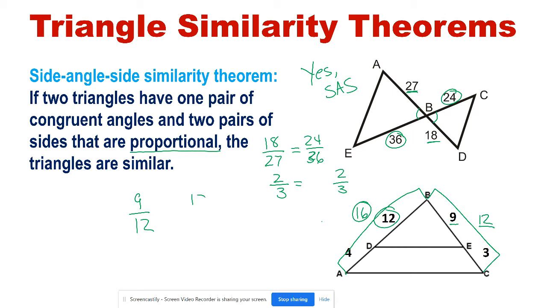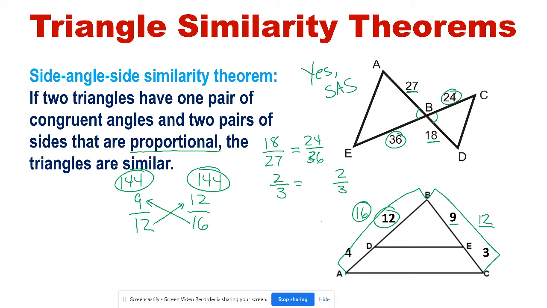Okay, 12 over 16. And I could do the same thing I did on the first example and just simplify my fractions. That would work. Another way you can do this is by cross multiplying. So cross multiplying, you take the denominator of one fraction, you multiply it by the numerator of the other one. So like 16 times 9, that's 144. Do the same thing the other way, 12 times 12, that's 144. Those are the same, those are equal. That means that the sides are proportional again.